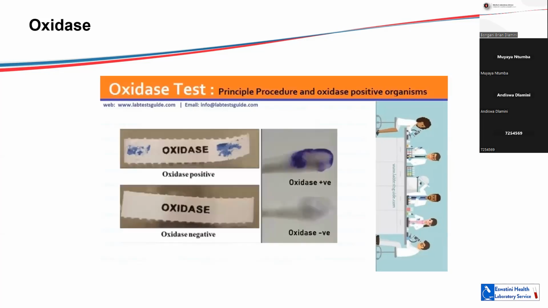And then we have oxidase. So this one, you use it mostly for your gram negatives. We say all Enterobacterales are negative for this test. It will identify bacteria which produce cytochrome C oxidase. If it's positive, you'll see that purple reaction, and we use a filter paper. Some microorganisms that are positive will be your Aeromonas, your Pseudomonas, your Neisseria, Campylobacter.